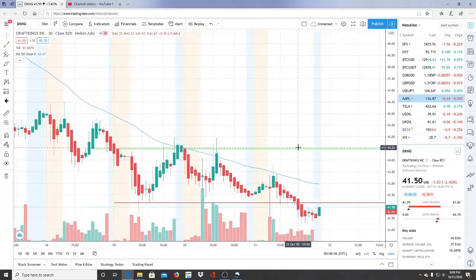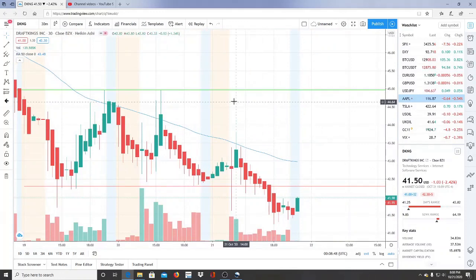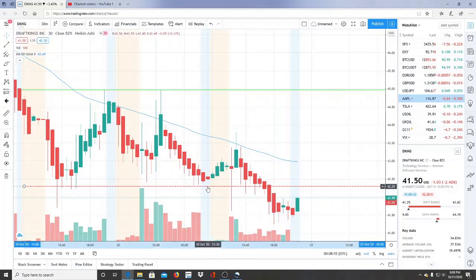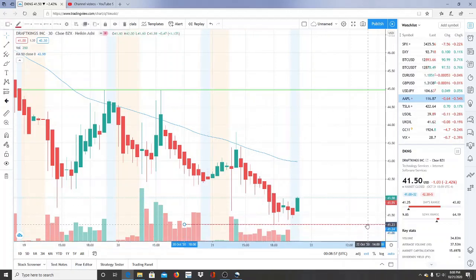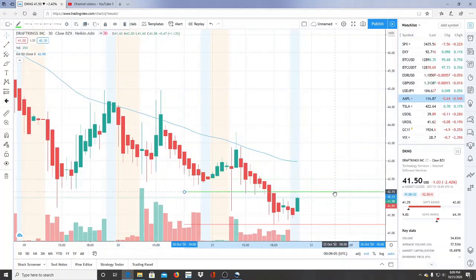So DraftKings has actually been on its way down. It broke through support today, and it's still staying below the 50-day moving average. So let's go ahead and move our supports and resistance to their new locations so that we can see the importance for tomorrow and also see what is going on with this chart.